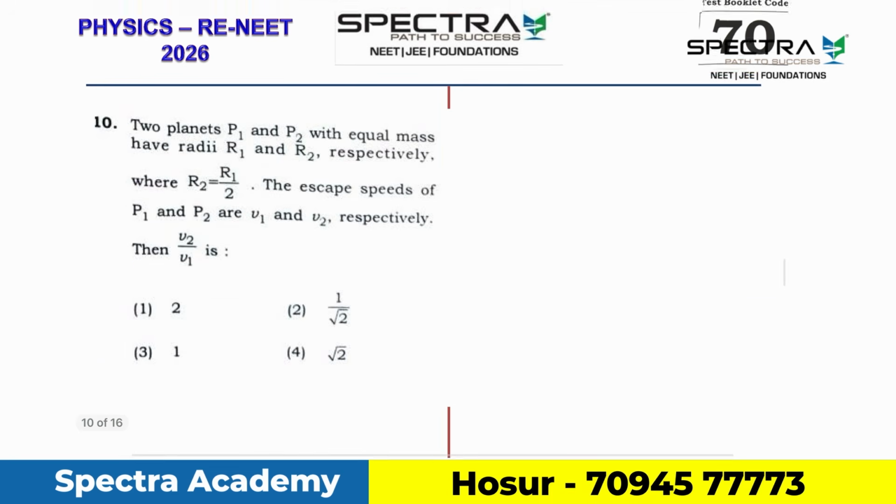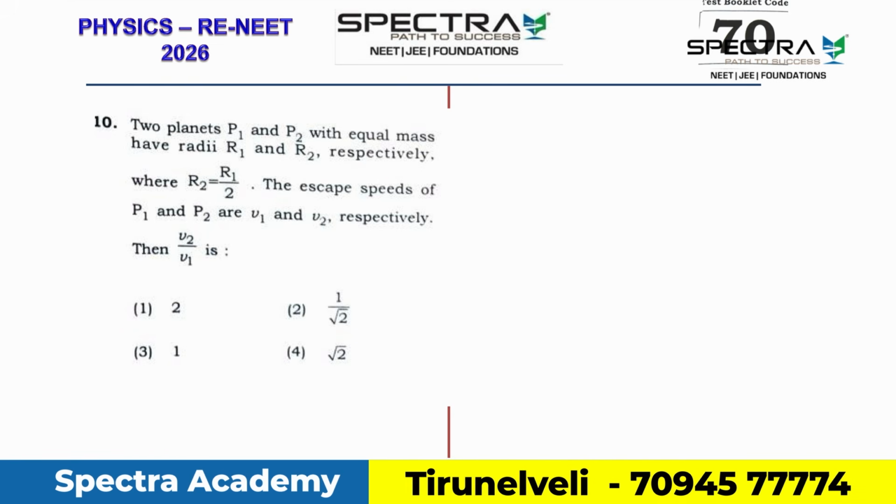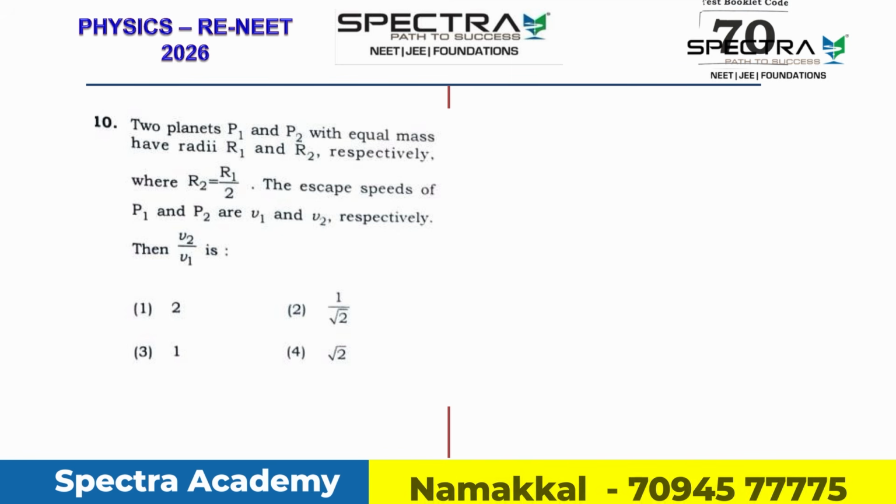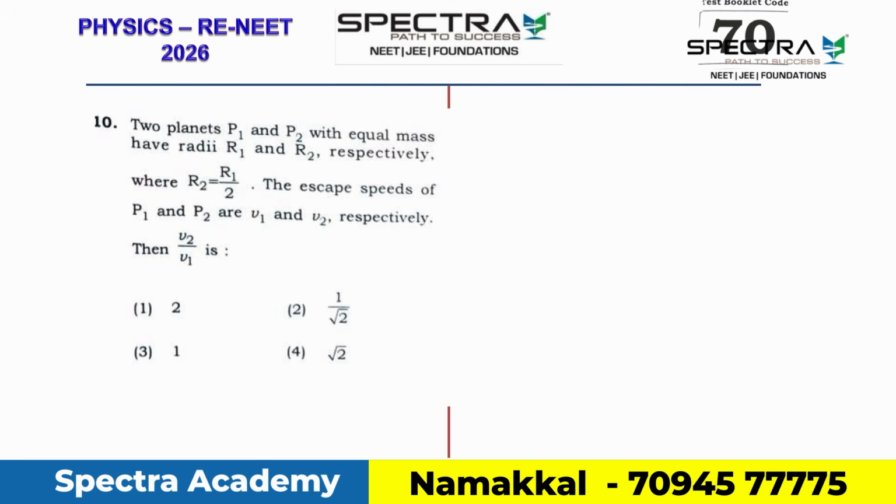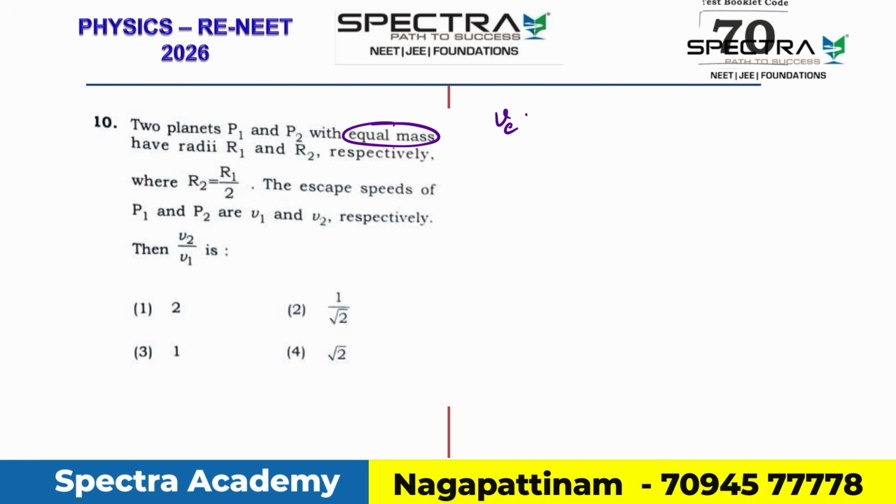Simple question. Two planets P1 and P2 with equal mass have radii R1 and R2 respectively, where R2 is equal to R1 by 2. The escape speeds of P1 and P2 are V1 and V2 respectively. Then V2 by V1 is. So it is very clear, the question says equal mass. So what is the escape velocity equation? Root of 2GM by R.